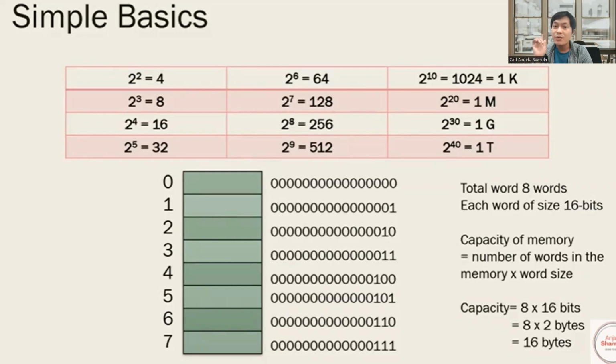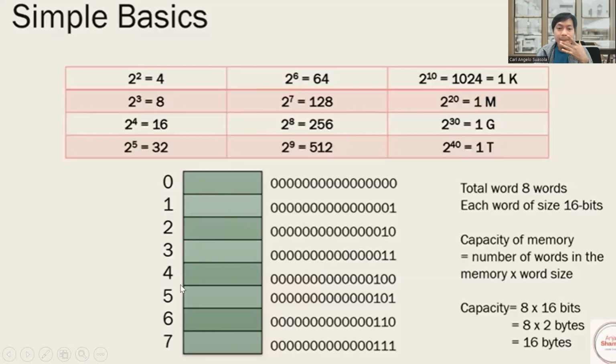So example, if we have 2 to the 10, which is 1024, this can be converted to 1K. If we have 2 to the 20, we have 1M conversion. And the rest would be 1 giga and 1 tera.